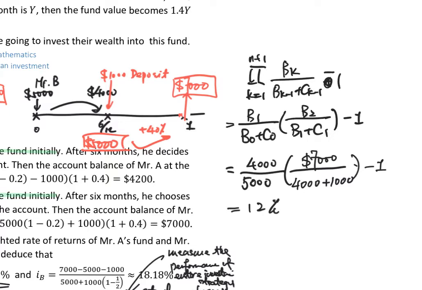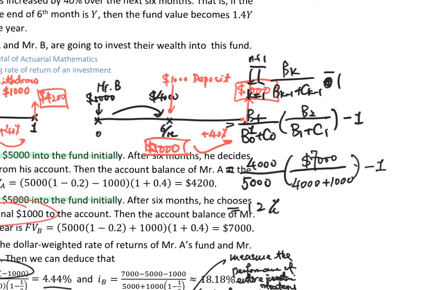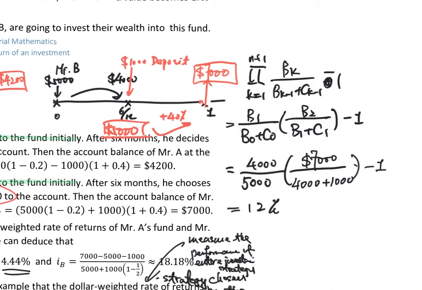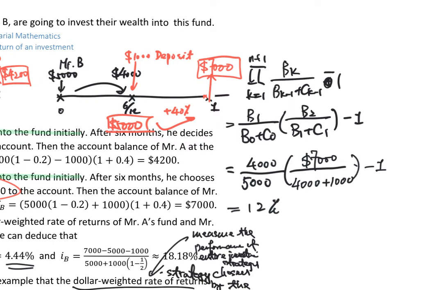So here we find that if you consider the time weighted rate of return, whether it is Mr. A or Mr. B, the answer you get is 12% for both. This means the time weighted rate of return is insensitive to the investor's strategy, so this time weighted return is useful for you to measure the performance of the investment fund only.